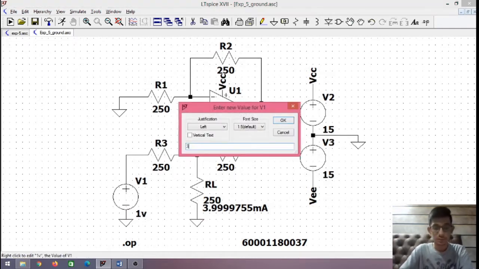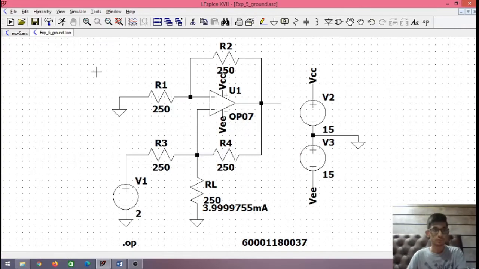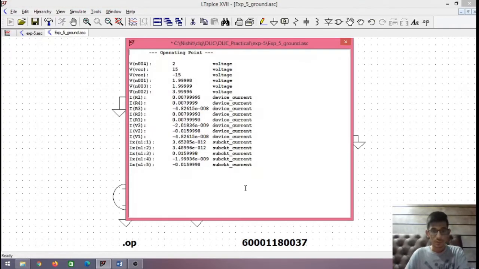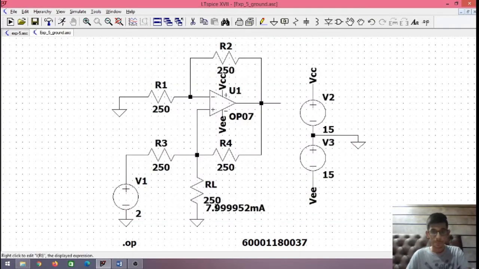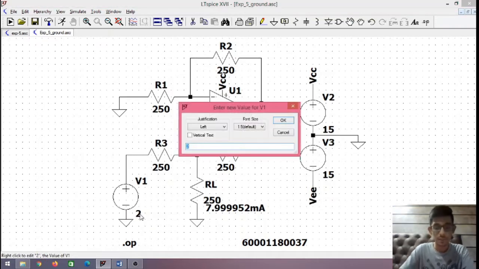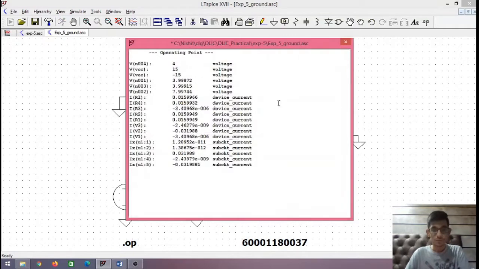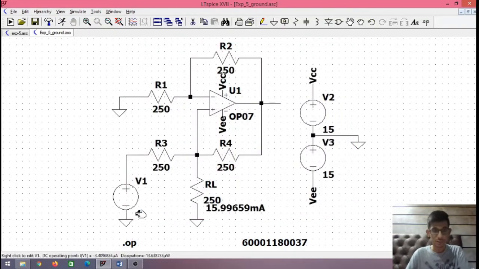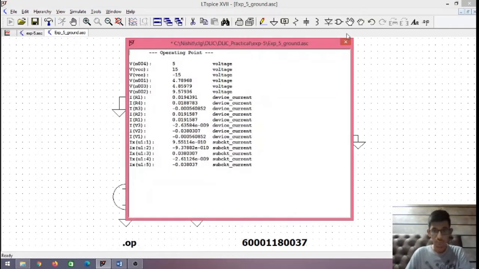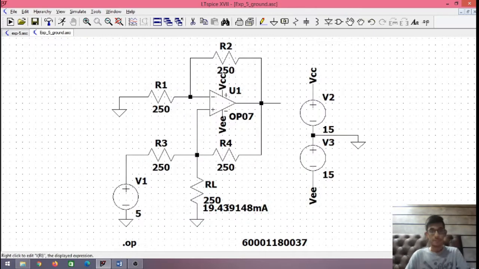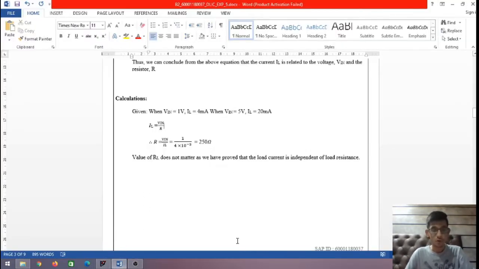Let's increase it to 2. For 2 it is 8. Similarly for 4 and 5 it should be increasing. For 4 it should be 16, and for 5 it will be 20.